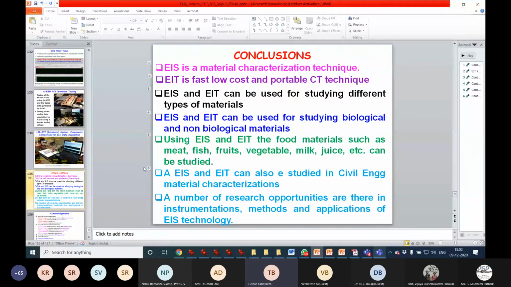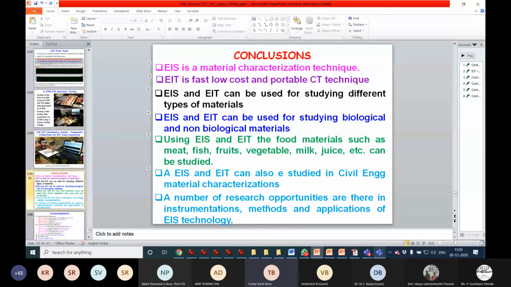As a conclusion, I can say that EIS is a material characterization technique, and EIT is a fast, low-cost and portable CT technique. EIS and EIT can be utilized for studying different types of materials: biological, non-biological and other materials, also food, vegetables and meat. EIS and EIT can also be used for characterization of civil engineering materials.